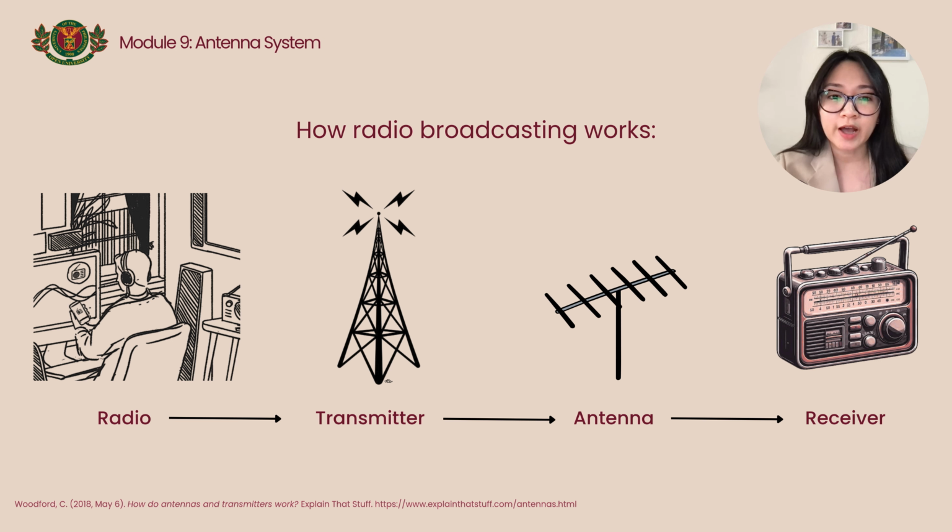Those radio waves spread out until they reach another antenna connected to a receiver. The receiver could be a radio or even your phone. Finally, the receiver turns those waves back into sound, which is what you hear when you tune into the station. So, to summarize, the transmitter sends, the antenna broadcasts, and the receiver picks up the radio waves. Without the antenna system, the signal would just be in the air and no one would hear the broadcast. That's why the antenna system is very important in the radio broadcasting process.